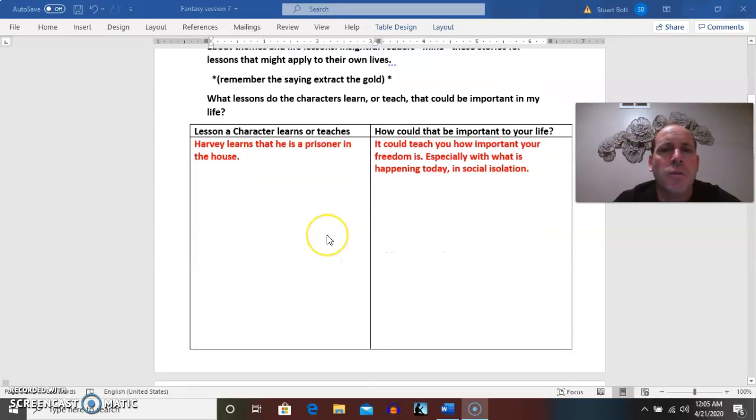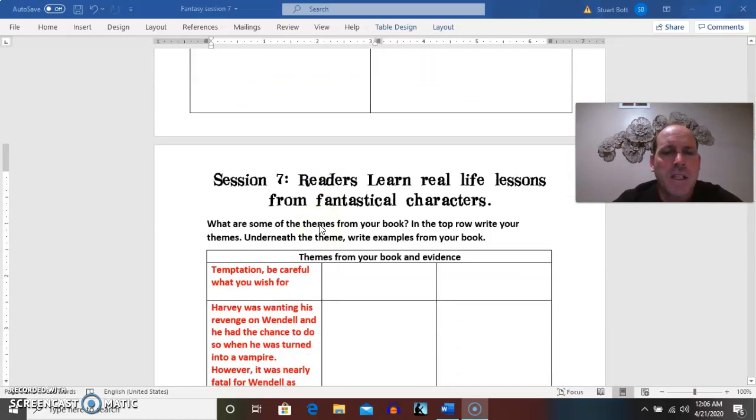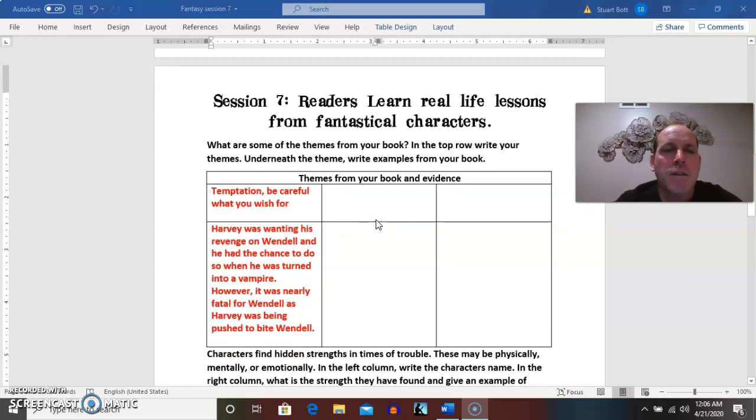And then this also is similar to the themes as well. When we go down to the next table, what are some of the themes from your book? In the top row, write your theme, and underneath the theme, write examples from your book. So this table will work down the columns here.